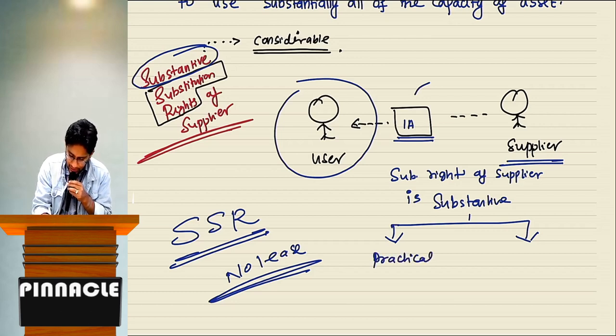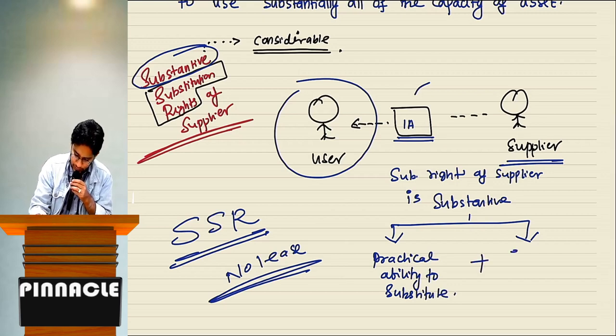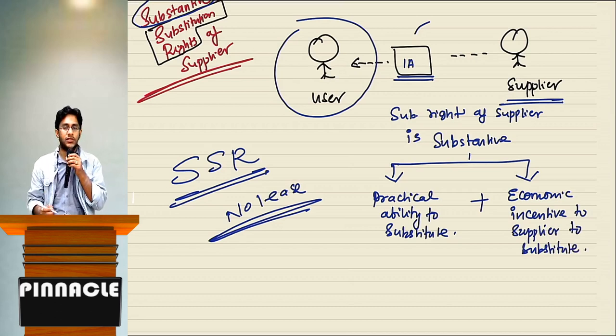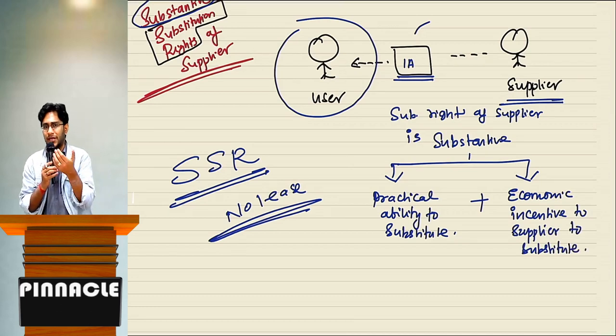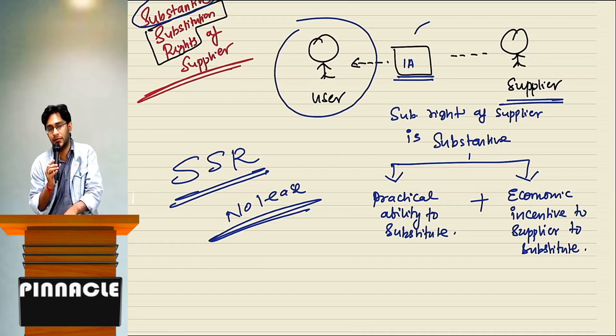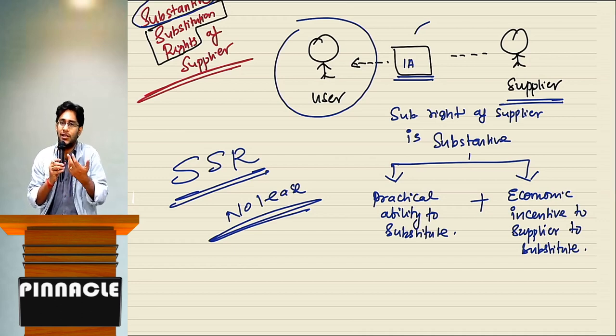first of all, the supplier should have the practical ability to substitute, plus number two, there is an economic incentive to the supplier to substitute. What this means is, suppose you gave me a car, and you have a right to substitute it anytime. That's what you wrote in the contract. What the standard says is the substitution right is okay, but if the substitution right is substantive, then there is no lease. How will you know whether it is substantive or not?